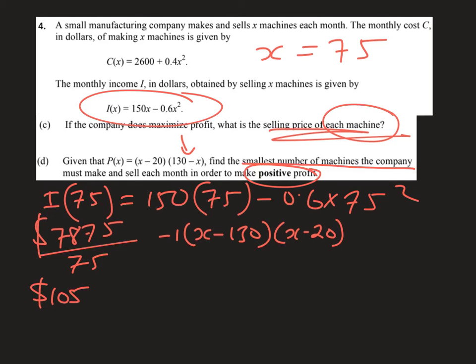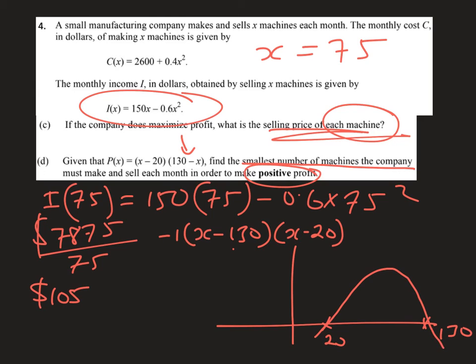When it's in intercept form, we should be able to just recognise what this graph is going to look like. From the negative sign at the front, we know it's going to be upside down, and it's going to pass through 20 and 130. So anywhere in this green section here, the profit is going to be greater than 0. On the actual intercepts, the profit is equal to 0, therefore we wouldn't be making a positive profit. So when they're making 20 machines, the profit is 0, so it's not positive, therefore it's got to be greater than 20, so the first number of machines where they will make a positive profit is 21.